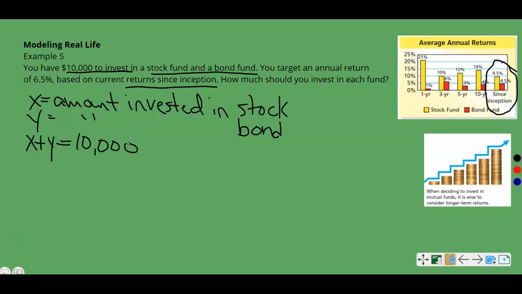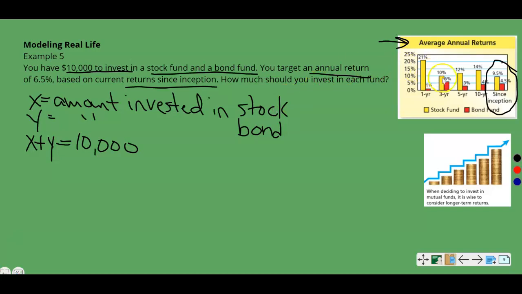Now it says you target an annual return, which means a yearly return. Again, this is our table on average annual returns. You target an annual return of 6.5% based on the current returns since inception. That is on the graph, and it says since inception, stock returns have been 9.5%. Stock is our X value.